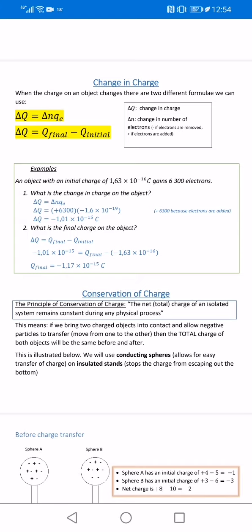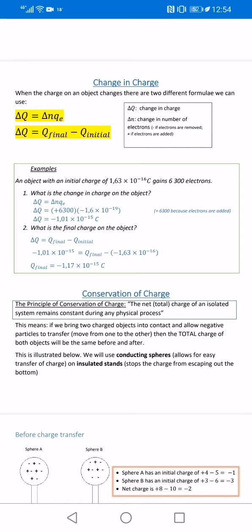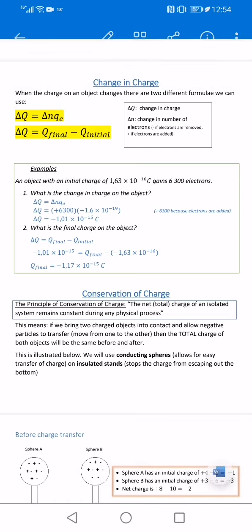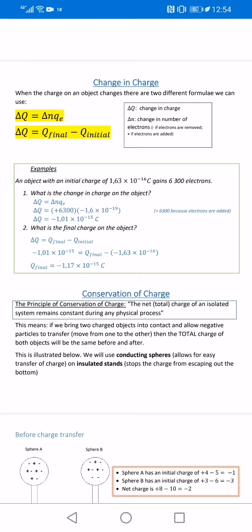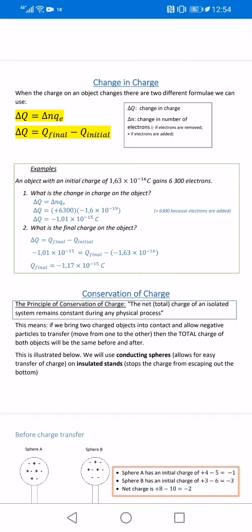Then the second question: what is the final charge on the object? Now we can use our second equation, because we've just worked out delta Q and we knew the initial charge. They gave it to us in the question, so we can substitute in to find the final charge. You write the equation down because it's worth a mark, and you substitute in. We've just worked out delta Q is negative 1,01 times 10 to the negative 15.